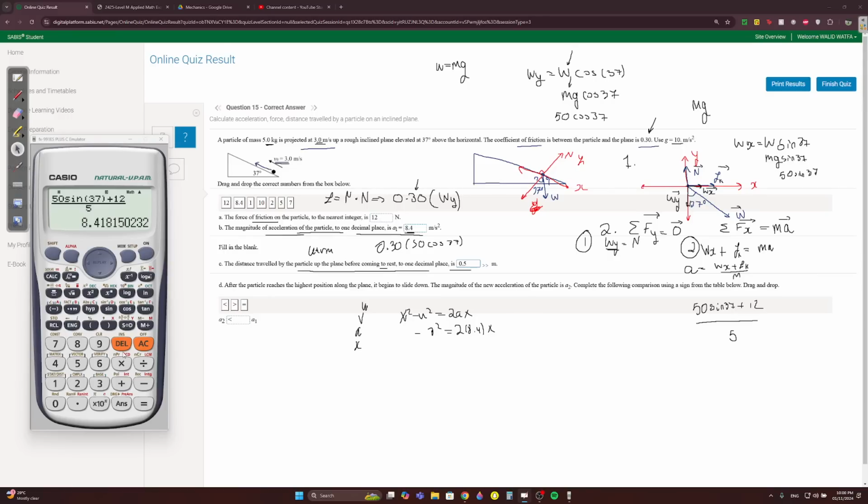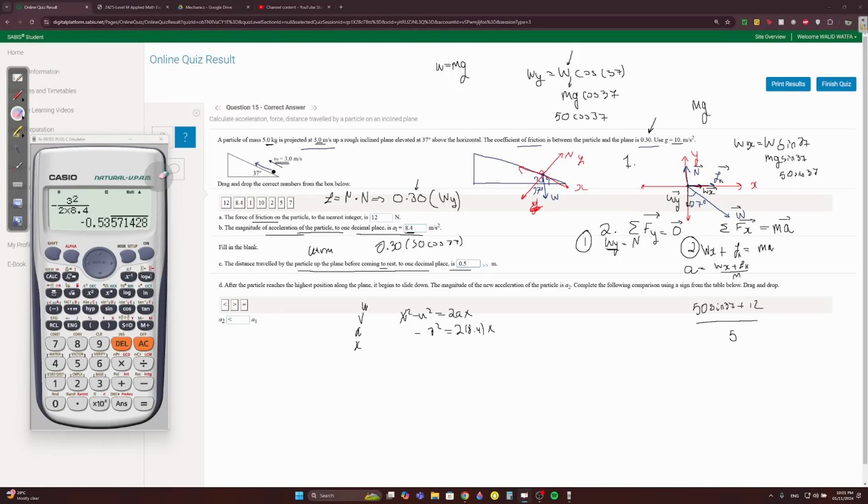You're going to get a negative answer. I hope someone in the comments can correct me as to why it's positive. Is it just because distance is positive? I don't know. But obviously take 2 times 8.4 to the other side and you should get negative 0.5. Since it's to one decimal place it's going to be 0.5, and it's positive because of distance. I hope someone can correct me.